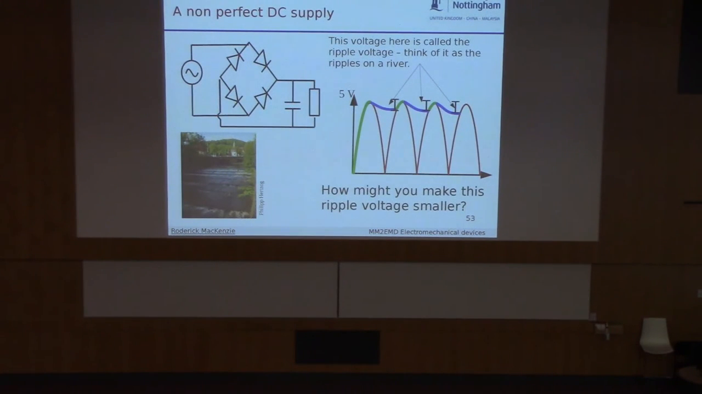There we go. Here's a picture of a river with some ripples on it, and this here is called ripple. It's quite important because you're always going to have ripple on the voltage in your circuit. Sometimes you can say, I can tolerate half a volt of ripple. Or sometimes you can say, I can tolerate 10 millivolts of ripple. And the bigger the capacitor, the less ripple you have, because it can absorb or give more power to the load when the mains is off.